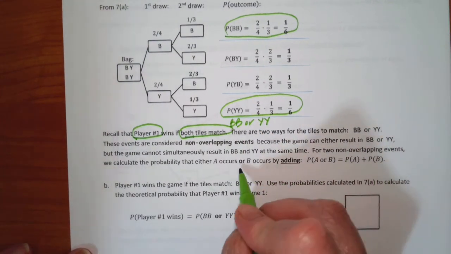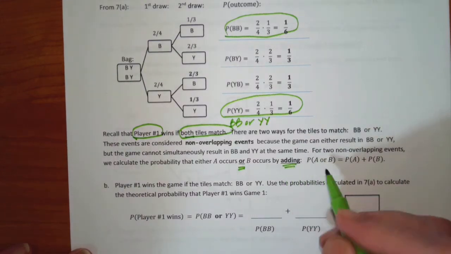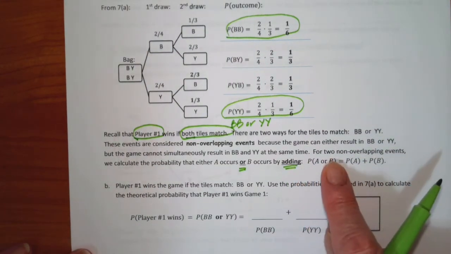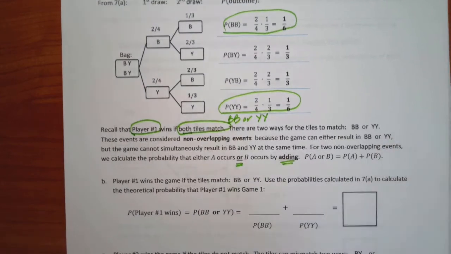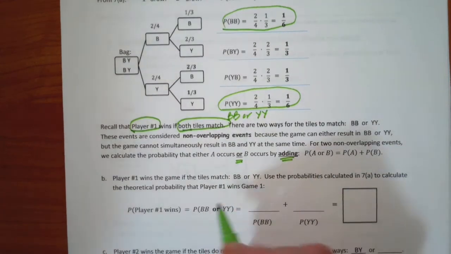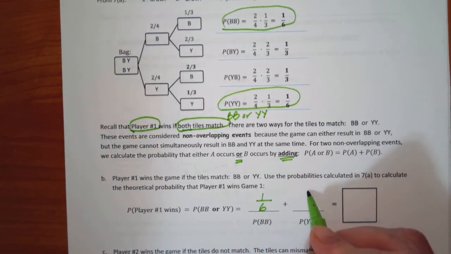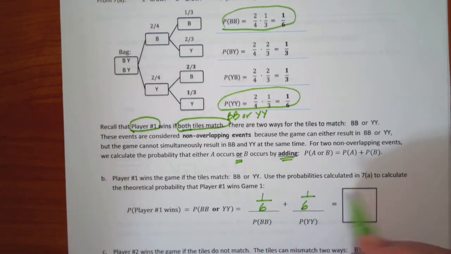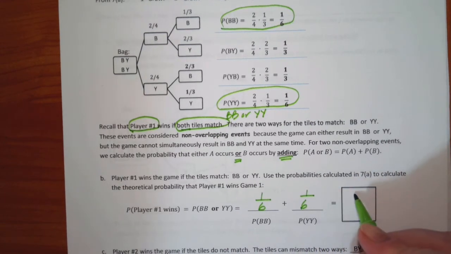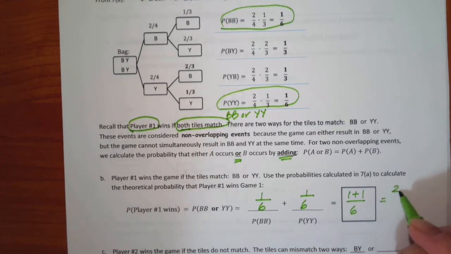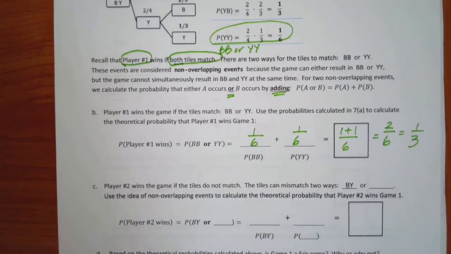And we do that, the or, we add. So the probability of A or B is the probability of A plus the probability of B. So the probability of blue, blue is 1/6, of yellow, yellow is 1/6. When I add those together, I add 1 plus 1 over 6, which becomes 2 over 6, and it reduces to 1/3, but again, you don't need to do that.